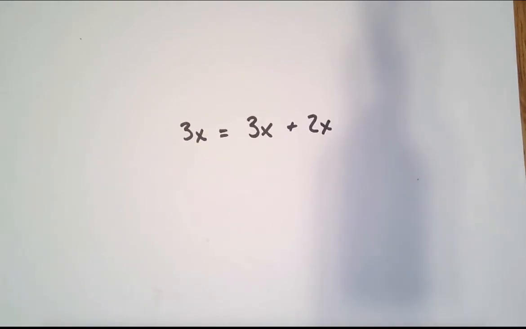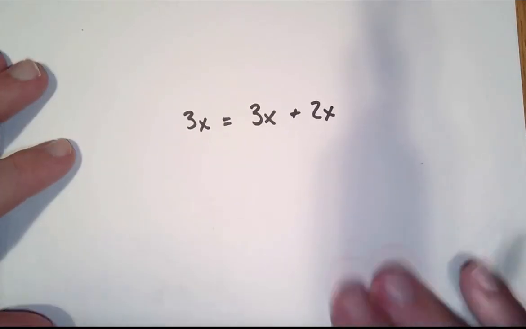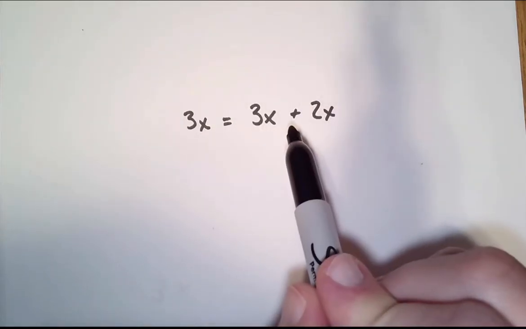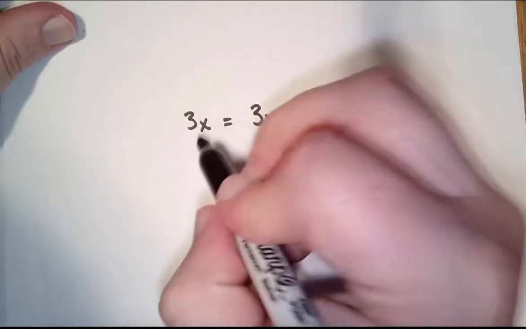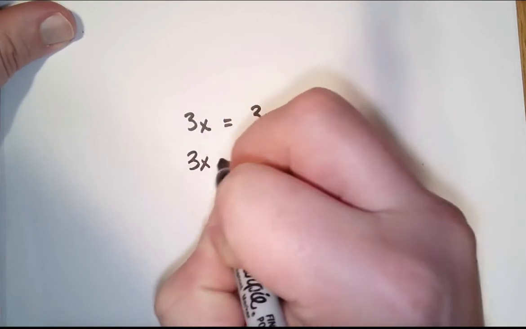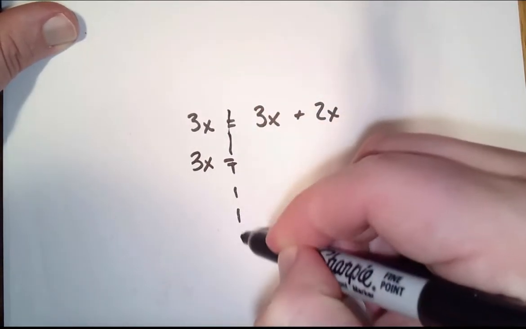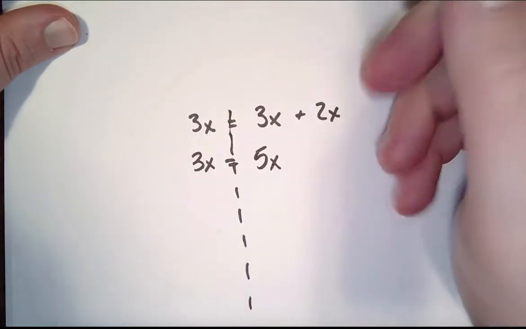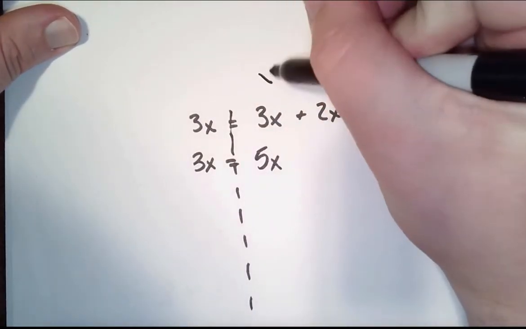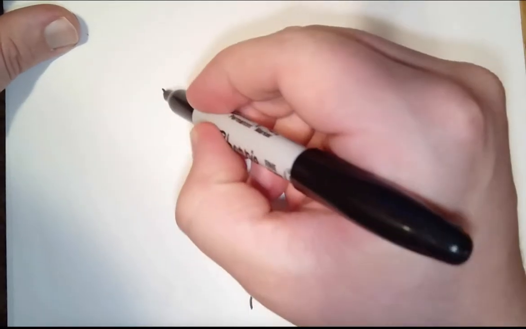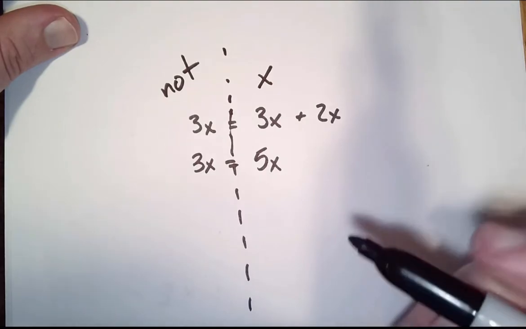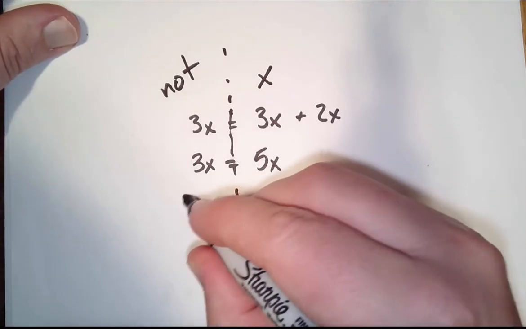Alright, next one we got here. I'm going to look and see, I do have like terms. So I'm going to do that first. So I have 3x equals 3x plus 2x is 5x. I'm going to say I want my x's on the right side on this one. Mix it up maybe a little bit. Not over here. It means I have to get rid of this 3x on this side. So minus 3x.